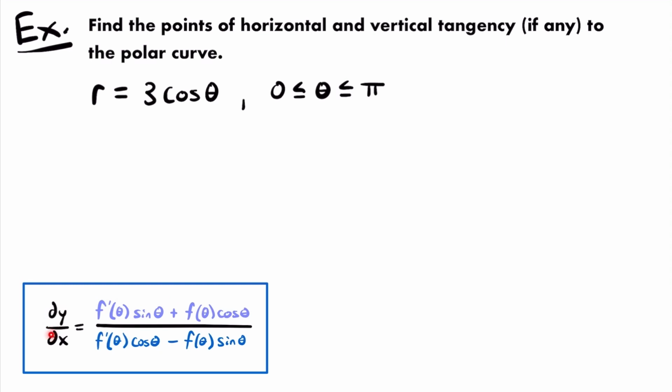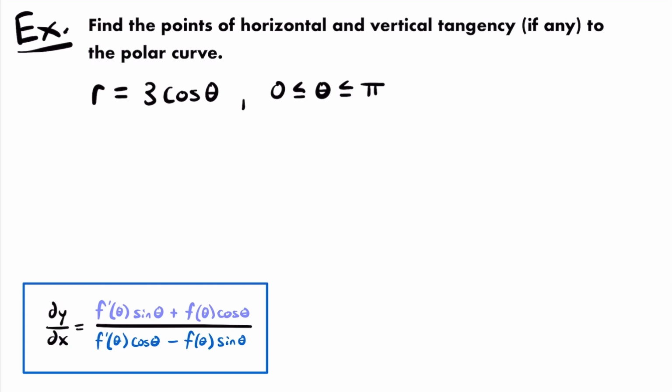So dy/dx, or the slope, will be 0 when the numerator is 0. And when the slope is 0, that is where you have points of horizontal tangency. But points of vertical tangency occur where the slope is undefined, and that will happen when the denominator is equal to 0. When the denominator is 0, you have some value divided by 0, and you can't divide by 0, so the slope is undefined.